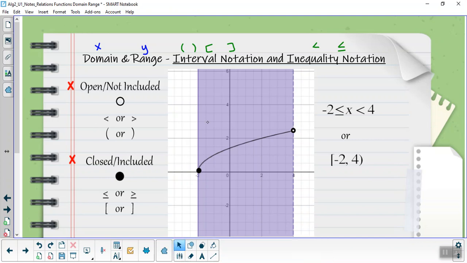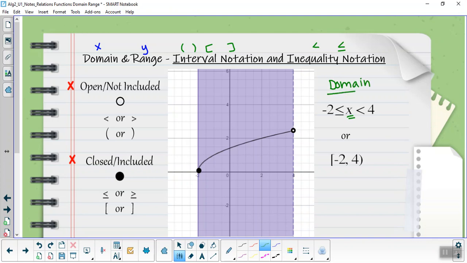So, looking at this graph, it starts at -2, and for x values, it stops at +4. There's no part of the graph that goes after 4, and no part of the graph that starts before -2. So, describing my domain in inequality notation, I would say my endpoints are -2 and 4, and all of the x values fall in between that. Again, I'm describing domain here.